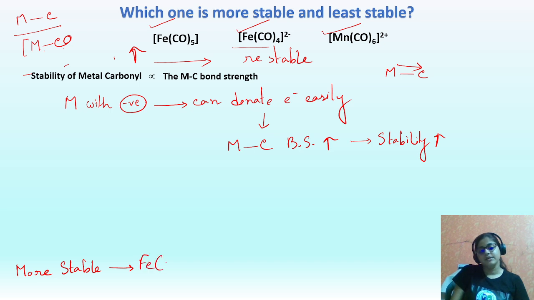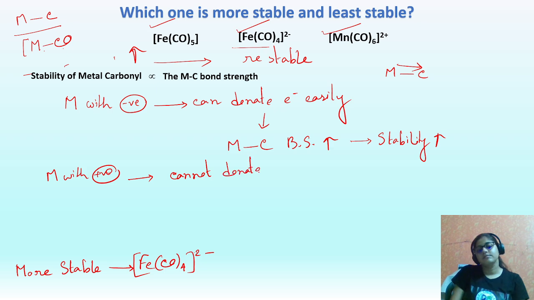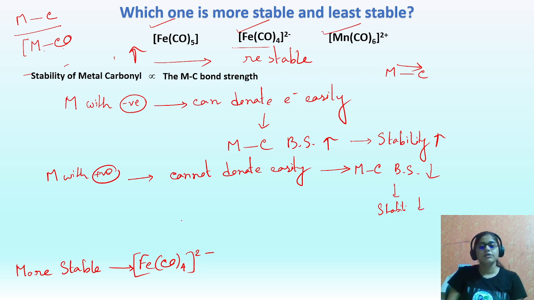That means Fe(CO)4 2 minus. And least stable they also want to know. Least stable means, whenever a metal has positive charge, it cannot donate easily, right? Which results in the M-C bond strength decreasing, and so does stability. Okay, so least stable among these three will be the complex having positive charge, Mn(CO)6 plus. Fine, these two are the answer.